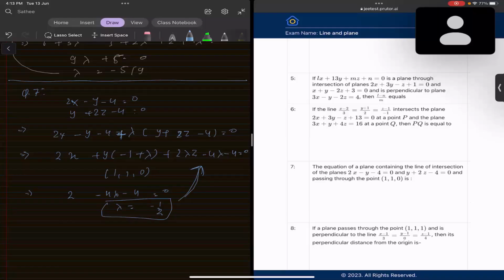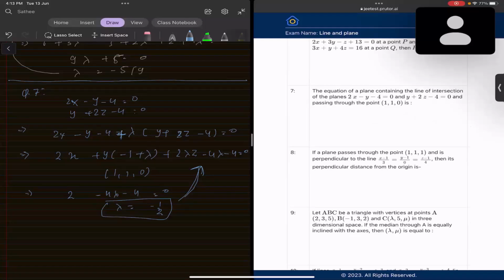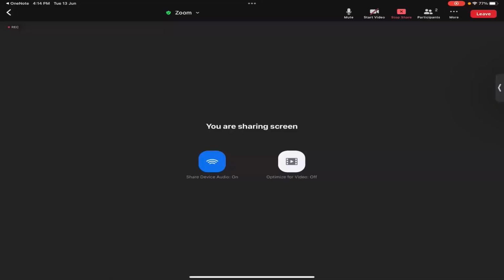So for today's lecture, we are stopping at this point, and we'll be seeing further questions in the next lecture. We will cover some more concepts related to planes and lines, or we might jump to another topic of geometry, let's say circles, and we'll also see some mixed type of questions in the next lecture. For today, I think this much is enough.